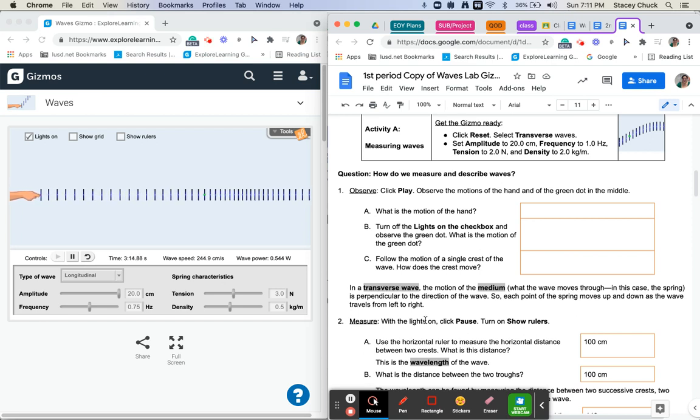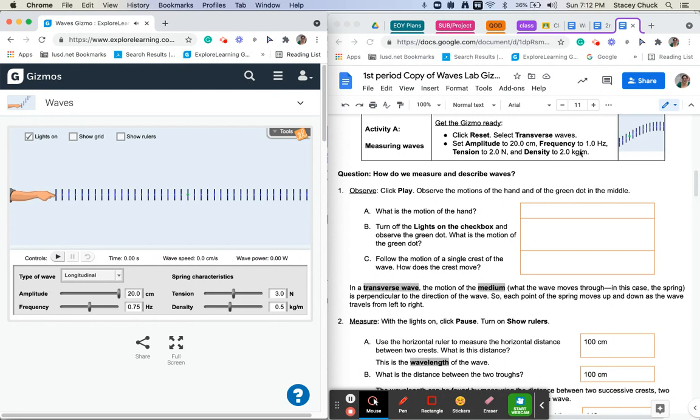Hello. This is going to be the Waves Lab, Gizmo Lab Activity A video. The question we're answering is how do we measure and describe waves? To get the Gizmo ready, we're going to do our settings. It's really important in this lab that you pay attention to the settings before you move on to questions. It's a lot harder to figure things out if you have the wrong initial values.